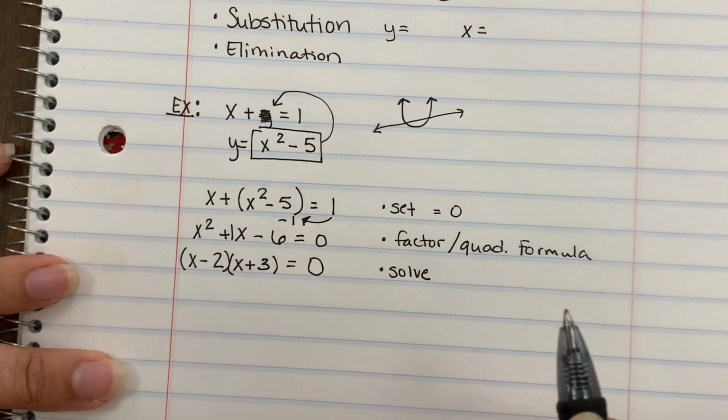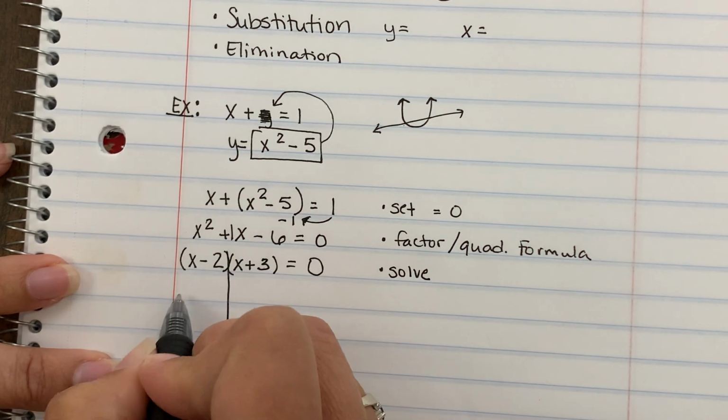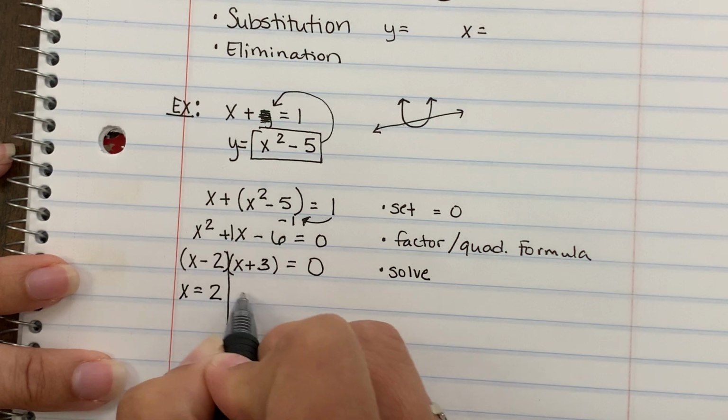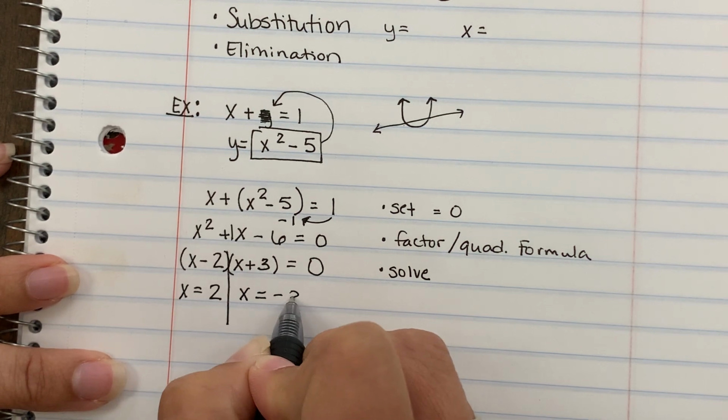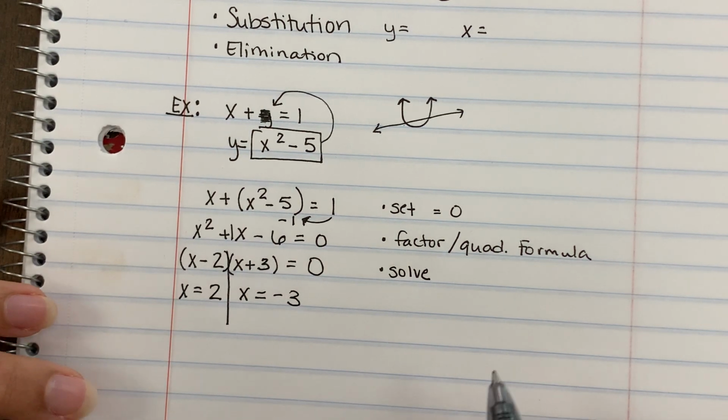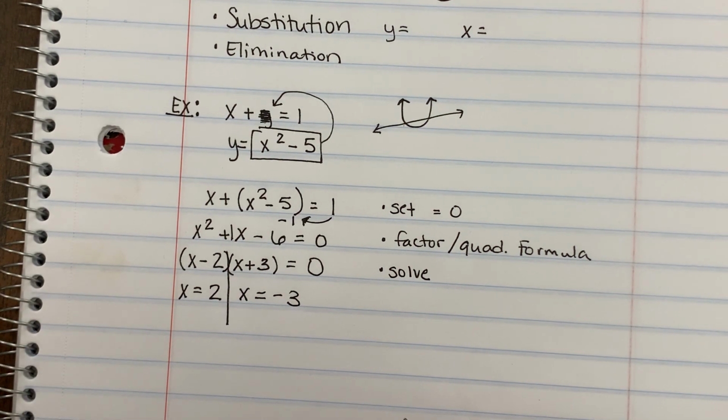No leading coefficient, so I'm done factoring. Split and solve, so x equals +2 and x equals -3. Okay, you guys have already practiced solving quadratics by factoring, so that should be easy peasy.